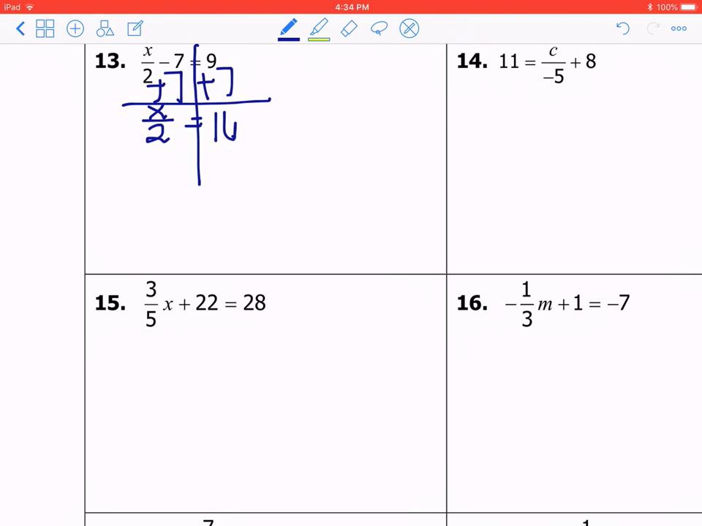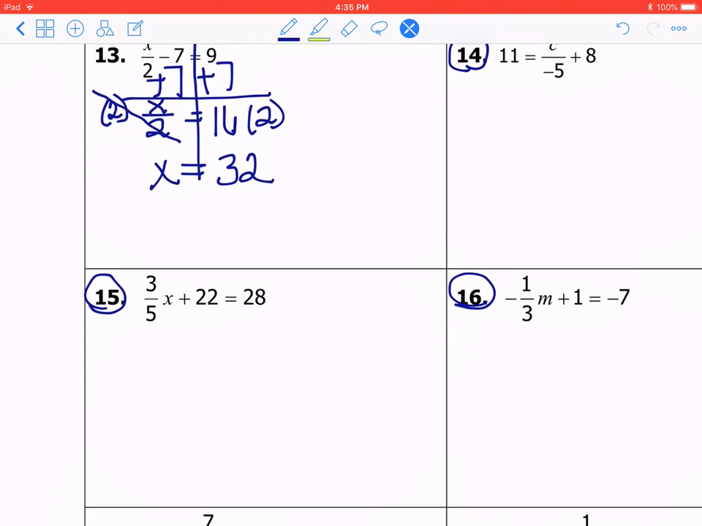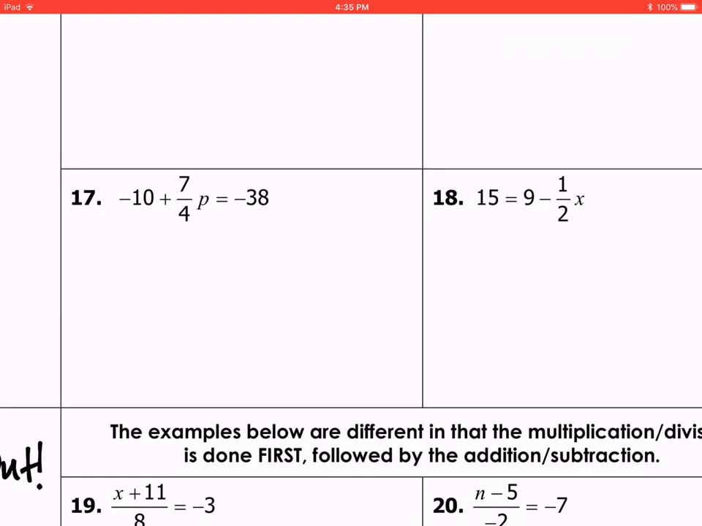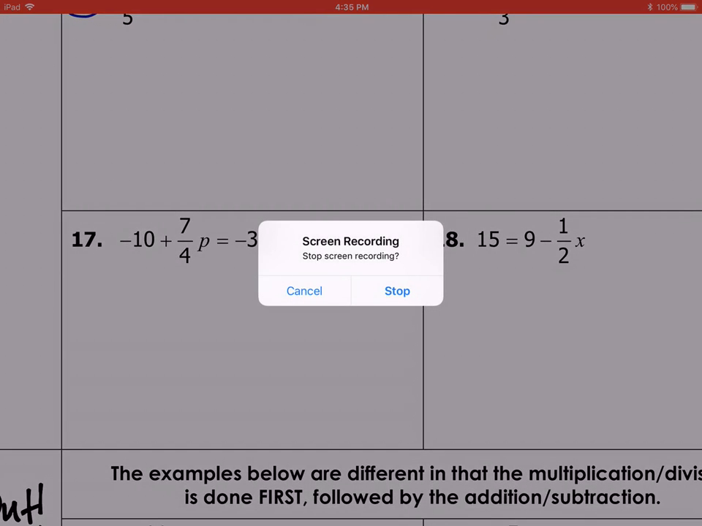Okay, just like the one step, to get anything out of the denominator, you're going to multiply on each side. 2's cancel. So then you have x equals 32. I'm just going to scroll down because I want you guys to try 14 on your own, 15 and 16. Let's do a few more examples. 17 and 18, the orders are a little different, so I want to make sure that we talk about those.